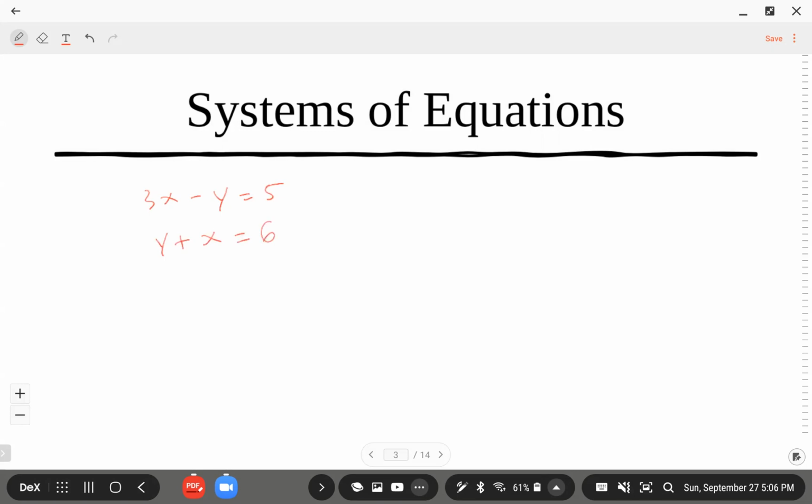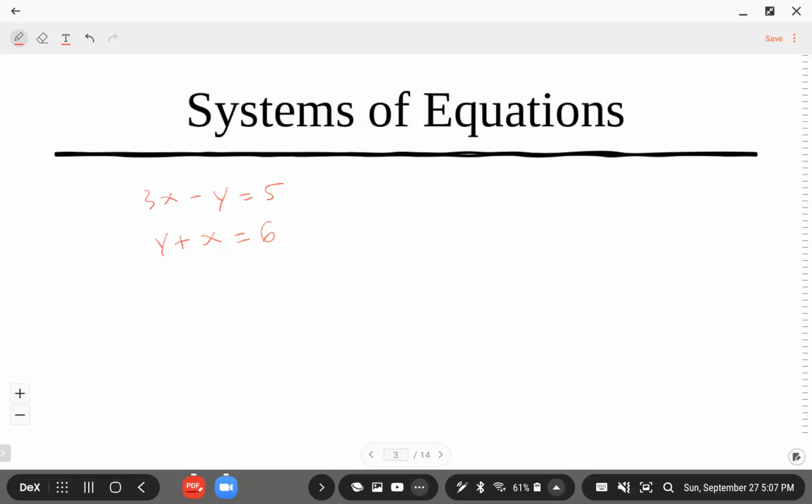So a system of algebraic equations would probably look like 3x minus y equals 5, y plus x equals 6, something like that, right? So you have two distinct variables, x and y. So you cannot have a z, okay? If you have 3 variables, you need 3 equations. If you have 2 variables, you need 2 equations. Now why? Because if you have 3 variables and only 2 equations, it'll be hard to solve, okay?